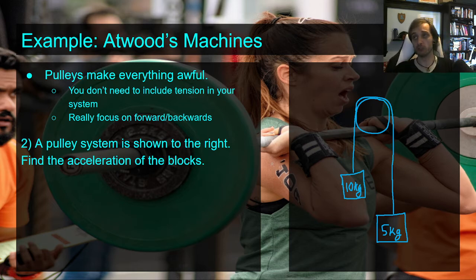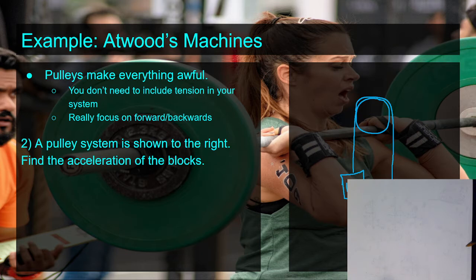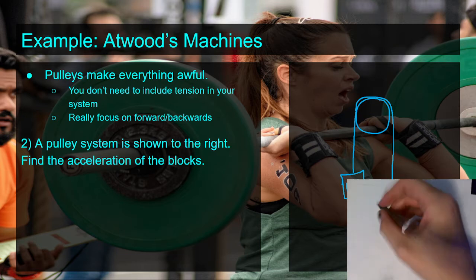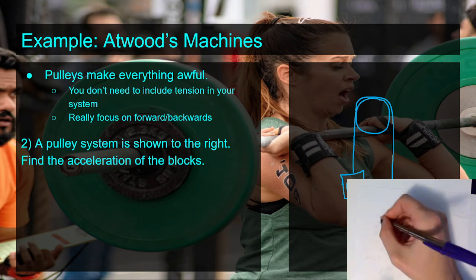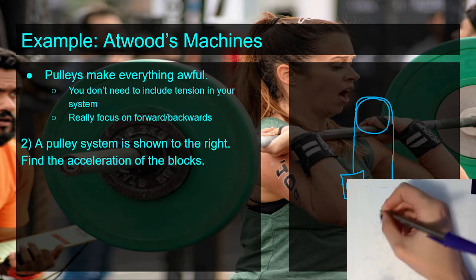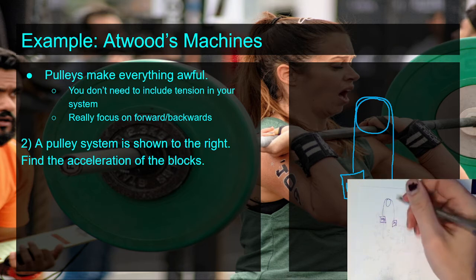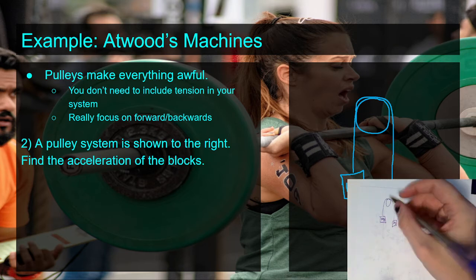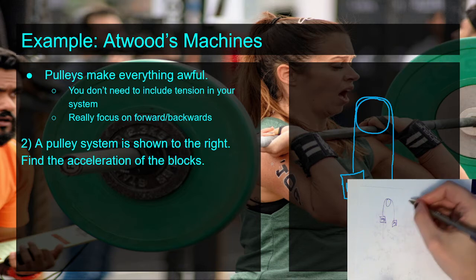Unless you do one really quick additional trick for focusing on forward and backwards, like I was saying for systems. That's why I was saying it, because that one change of thinking of it as forward and backwards really helps a lot. So in particular for this one, we've got a 10 kilogram block, we've got a 5 kilogram block, we've got a pulley, and we're asked to find the acceleration of the system.